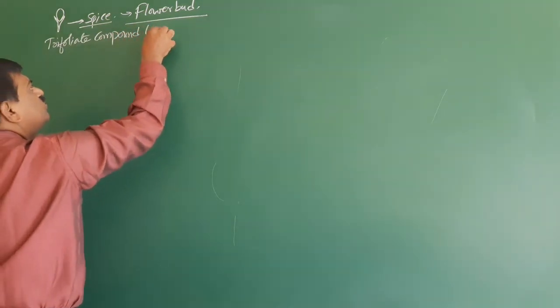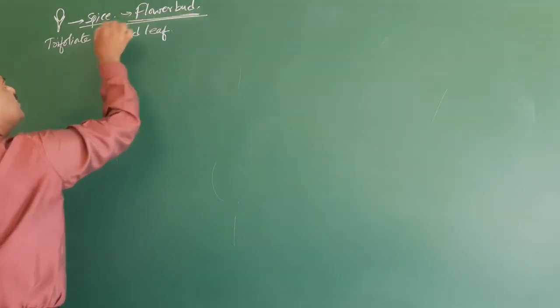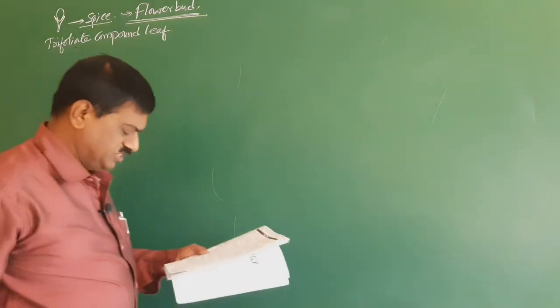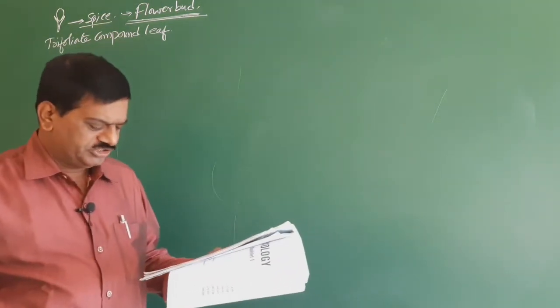Trifoliate compound leaf is being present. So the right answer is called as flower bud. So we go for the next question.